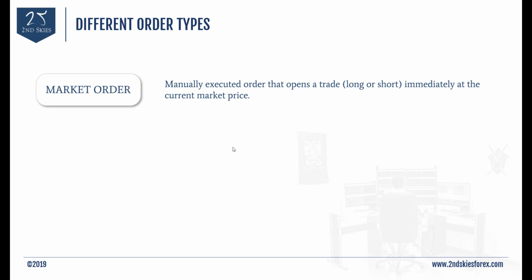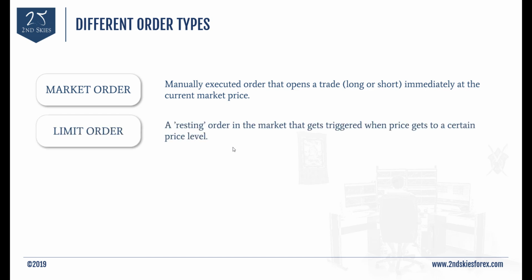The first one would be what's called a market order, which is a manually executed order that opens a trade, a long or short, immediately at the current market price as soon as you hit the buy or the sell button. The second order type to get you into a position is called a limit order, which is a resting order in the market that gets triggered when price gets to a certain price level which you have defined in advance. Let's go back to MT4 and have a look at how you place these two types of orders.